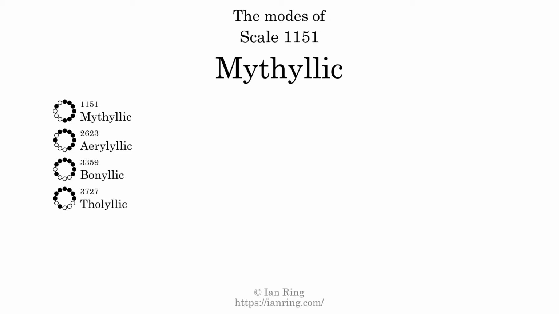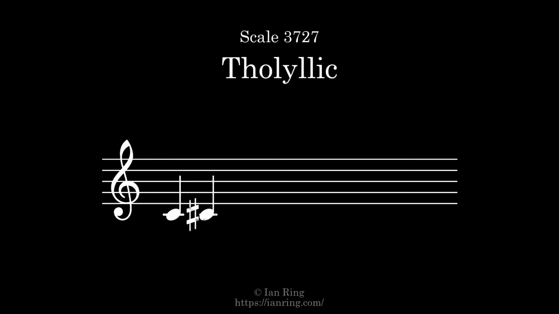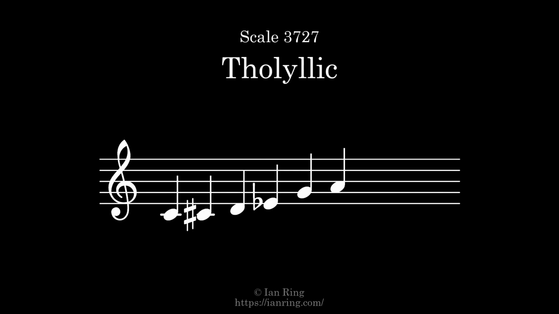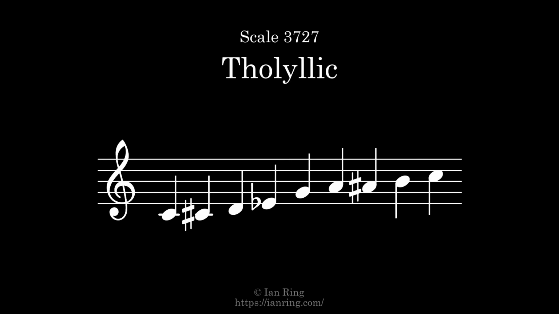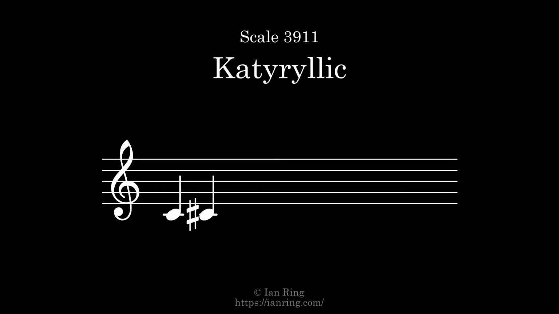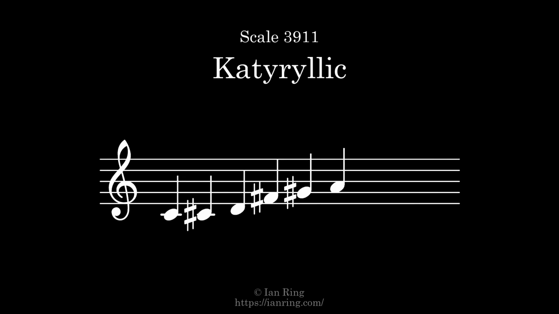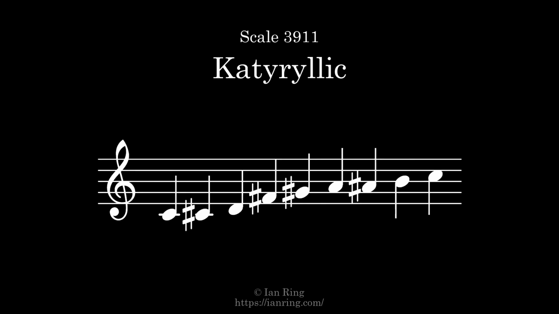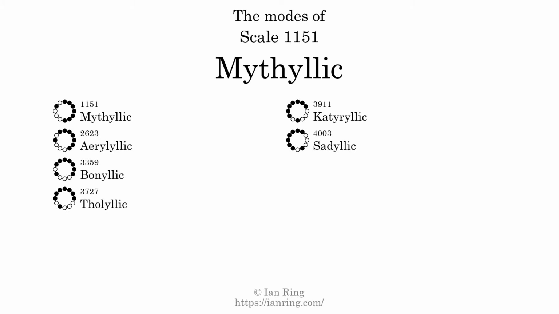The fourth mode is scale 3727, also known as Mythyllic. It sounds like this. The fifth mode is scale 3911, also known as Heteromorphisms. It sounds like this. The sixth mode is scale 4003, also known as Mythyllic. It sounds like this.